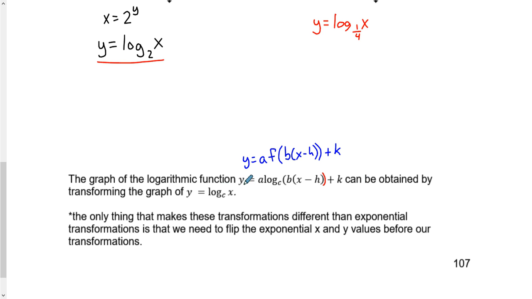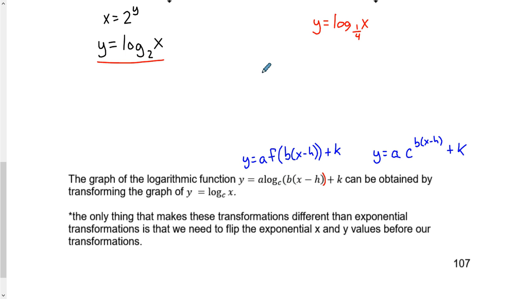Notice how our transformations all are in the exact same locations throughout. If we tie it into our exponential, y equals a c to the power of b x minus h plus k, our transformations don't change. The only difference is that it looks slightly different. So our exponential function, it's still a, b, h, and k. Our logarithmic is still a, b, h, and k. The only difference is kind of what that c value is. And that's what this last little note is.